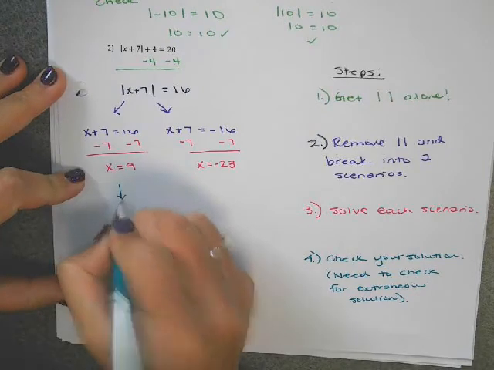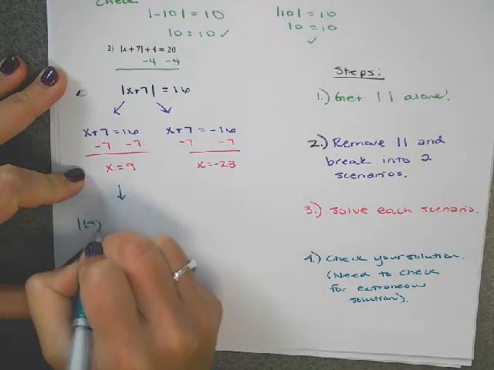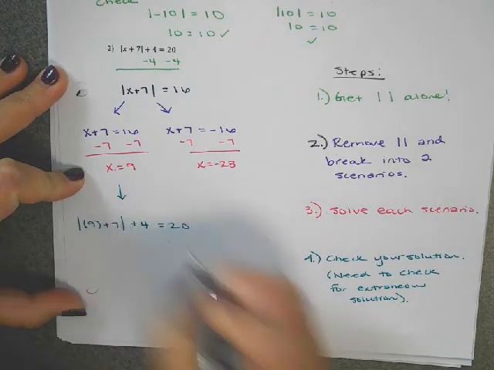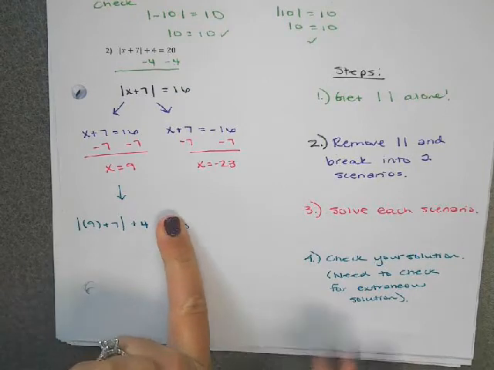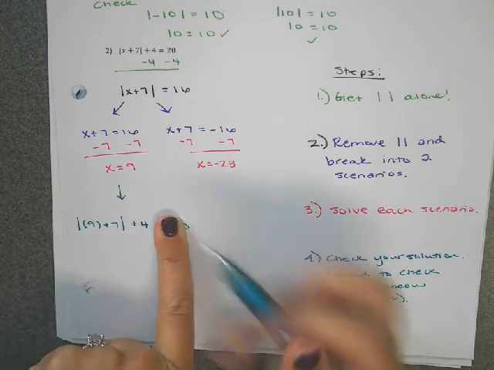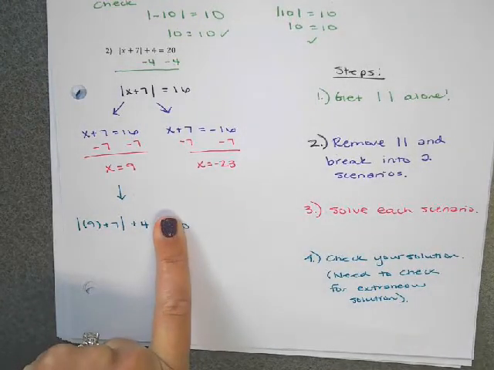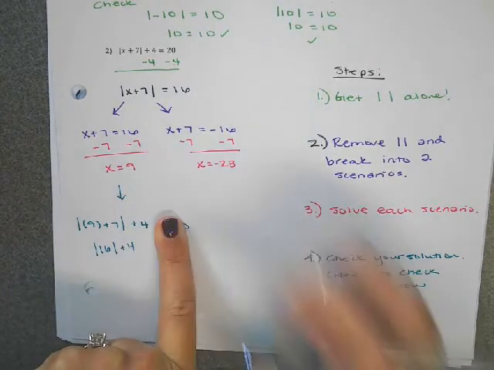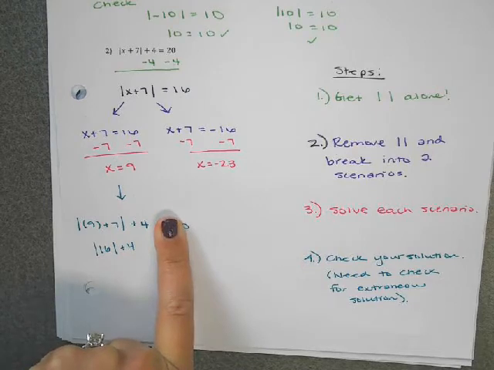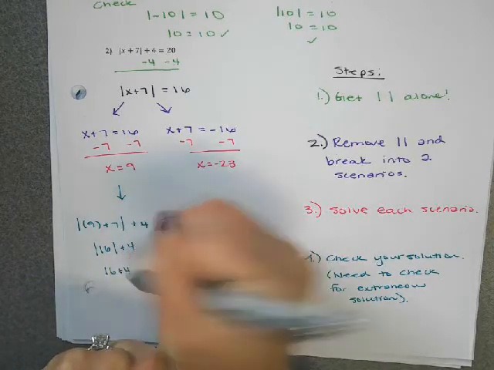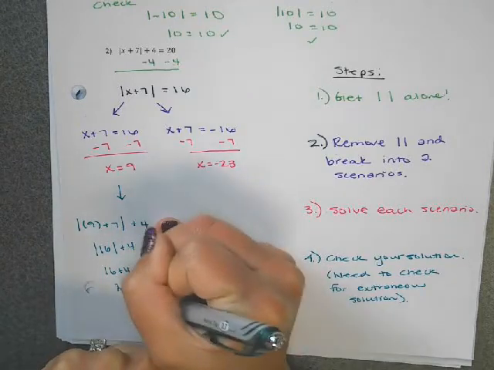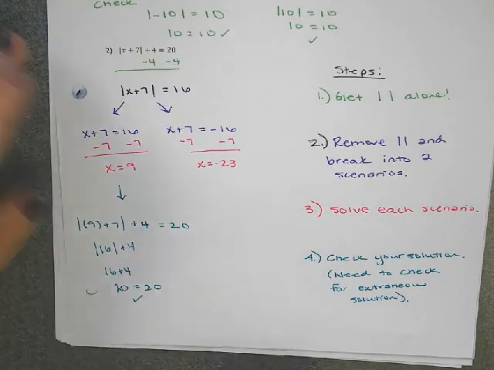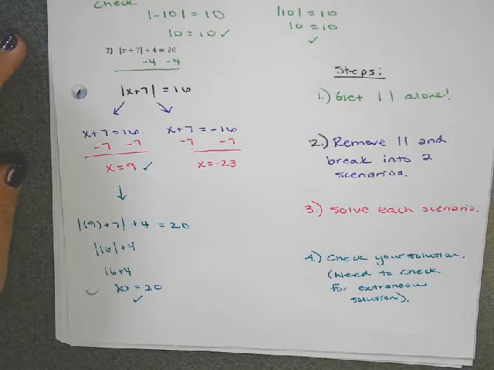So we'll plug in the 9 first, and we have the absolute value of 9 plus 7, plus 4 equals 20. Now, remember, pretend that the right side's not there. You're just going to simplify the expression on the left side. The first thing we're going to do is simplify what's inside the brackets, plus the 4. Now take the absolute value of 16, and you have 16 plus 4. 16 plus 4 is 20. And on the right side, I still have equals 20, which is true. That tells me that x equals 9 is a solution. So I'm going to put a check mark.